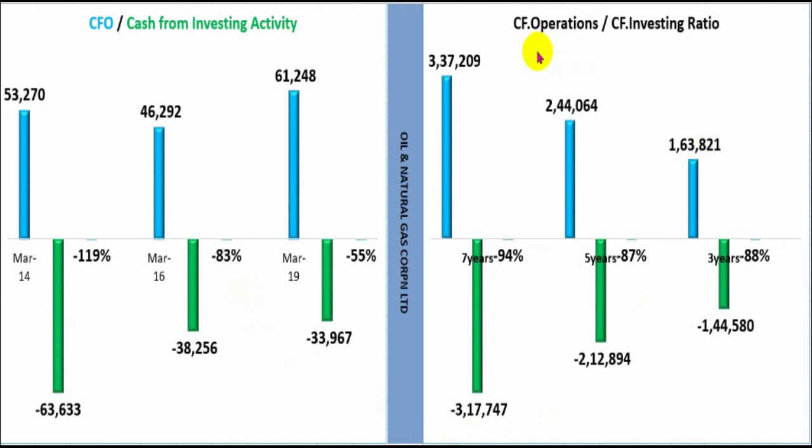If we look at the averages of cash flow from operations with cash flow from investing activity, there too we see a very stable percentage. In the last 7 years, out of the total cash earned of 3,37,000 crores, 3,17,000 was invested in buying of assets as well as doing investing activity. In the last 5 years, the percentage was 87% of the cash earned transferred to investing activity, and in the recent 3 years it was around 88%. So the company has been consistent at transferring most of its cash earned from operations into investing activity, because this company is capital intensive in nature, that is, it requires a lot of investments in assets.